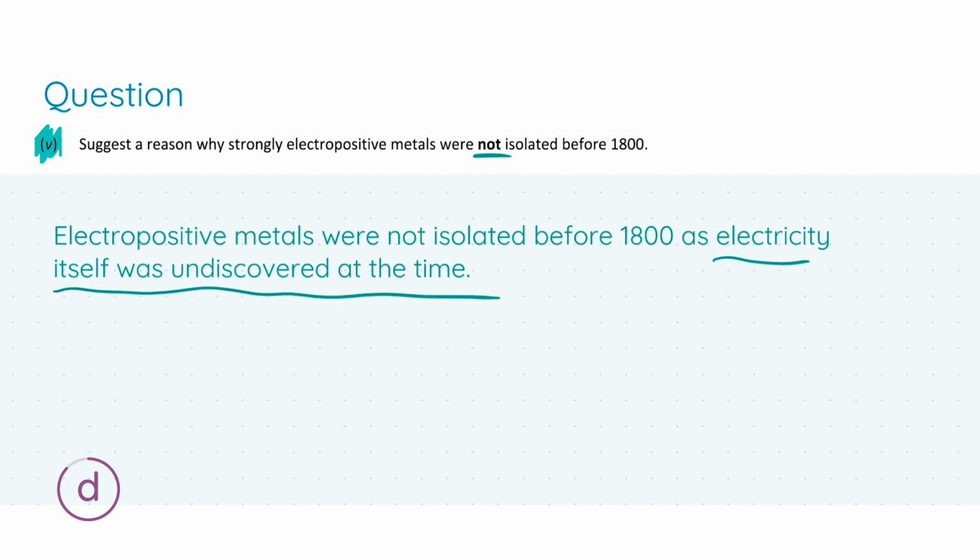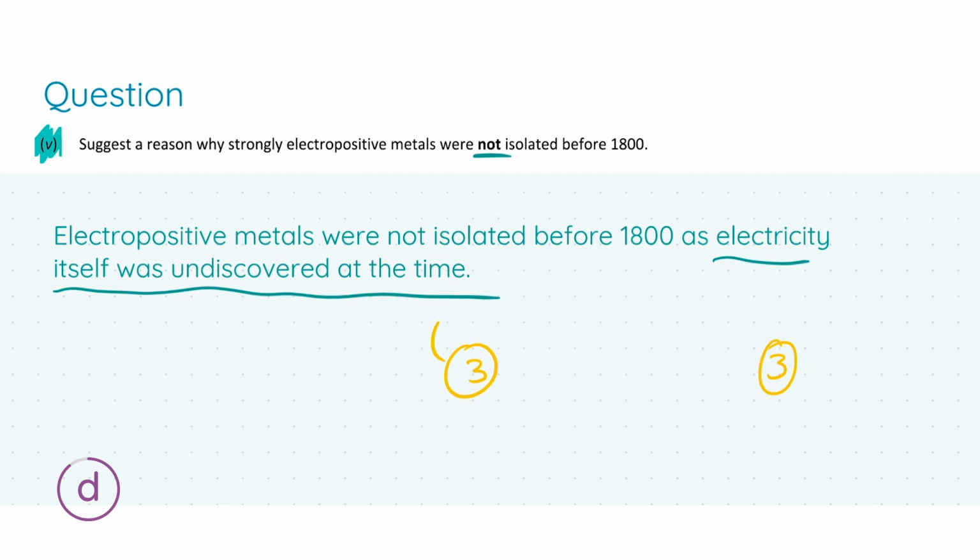Another acceptable answer in this case would be saying that the electropositive materials and metals themselves were too reactive and as a result were unable to be isolated on their own. That would also get you your full marks. The total marks going for this question was only 3 because it was yet again another simple one-line answer, and you got 3 marks for making sure to say that electricity itself was undiscovered at the time, in this instance the 1800s.